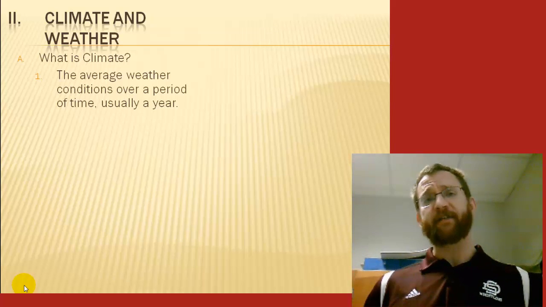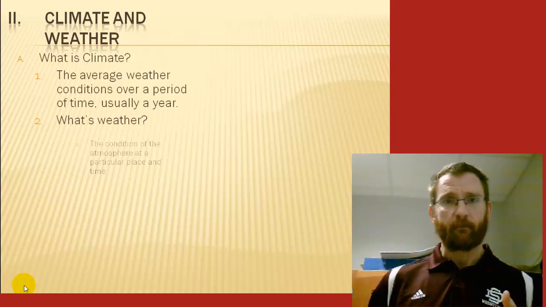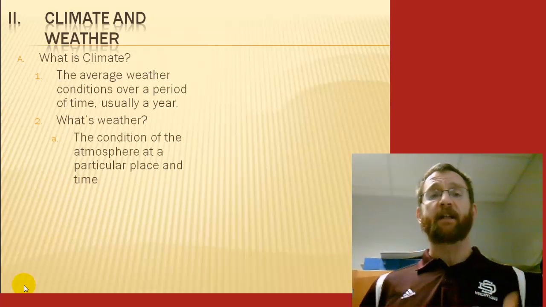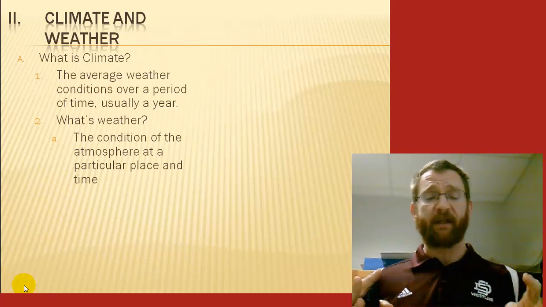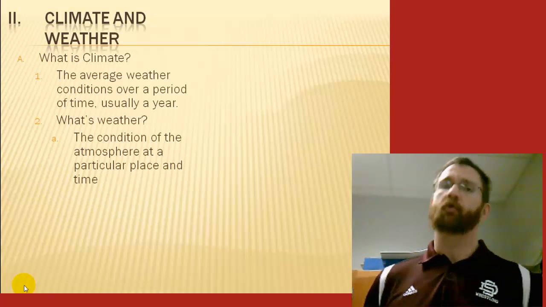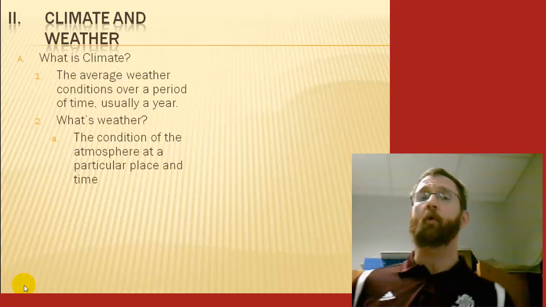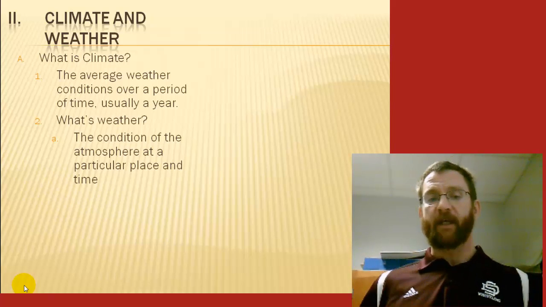So if climate is the average weather conditions, then what then is weather? Well, weather is the condition of the atmosphere at a particular place and time. So basically, weather is what's going on right now, and climate is what is it usually like in an area. And this can vary quite greatly and can vary really widely depending on where you are in the world.